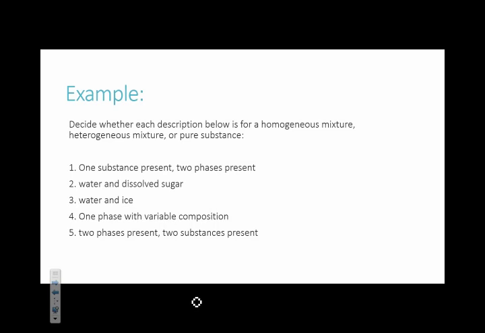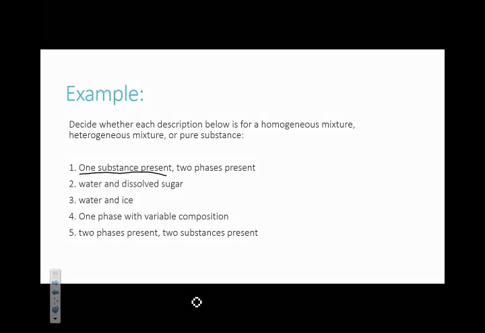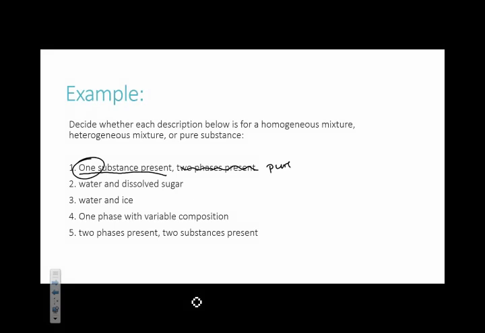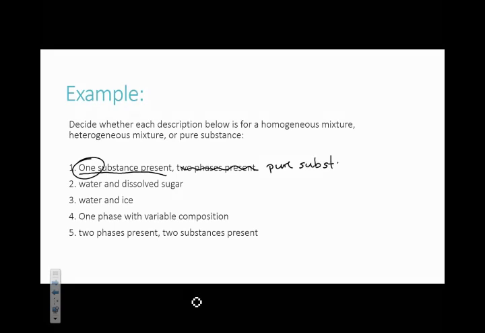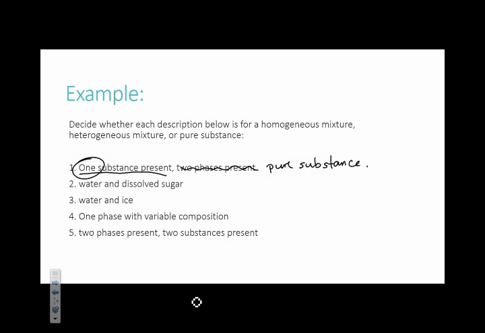Okay, we've got one substance present. Right there, I know I can cross off mixtures, because mixtures have 2 substances present. So I don't really care about this information out here. It's not important, because I know that I only have one substance. So this must be a pure substance. So don't be fooled. If it's only got one thing present, it doesn't matter how many phases there are. It's got to be a pure substance.